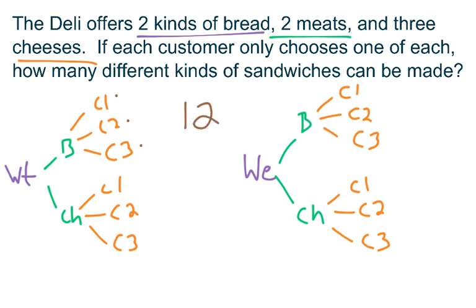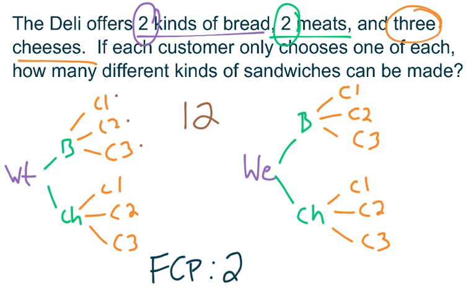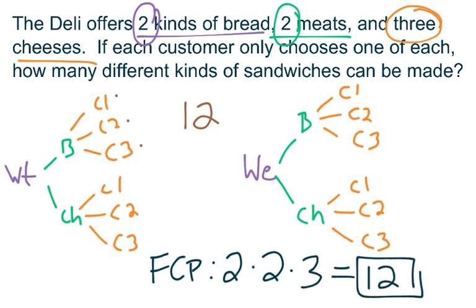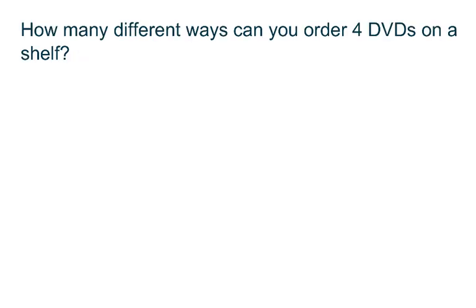possible sandwiches, right? Now, if we go back and use our fundamental counting principle, the FCP tells us that if you have the 2 kinds of bread, the 2 kinds of meat, and the 3 cheeses, all you have to do is take your 2 times 2 times 3, and you get the size of your sample space. 12 possible sandwiches. So doesn't that make life easier? Let's look at another situation.